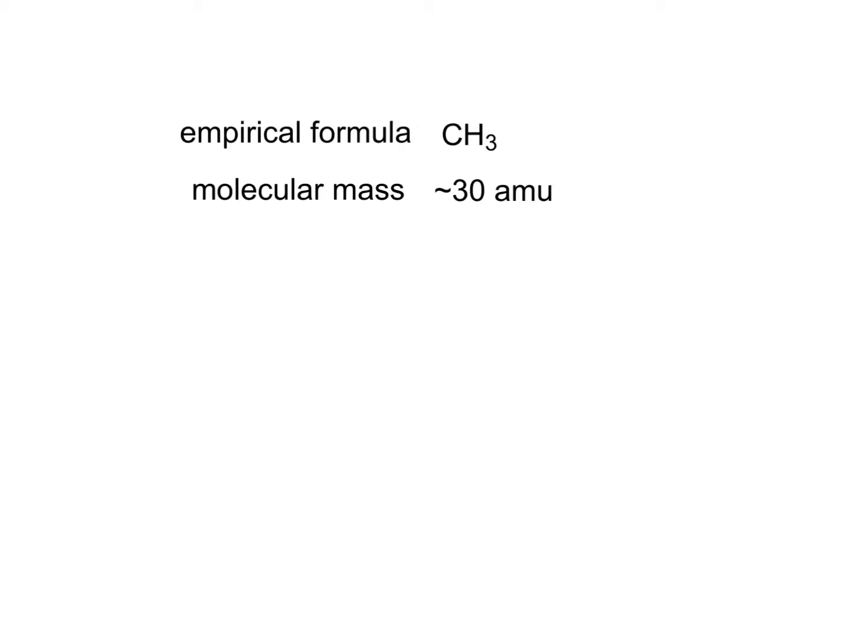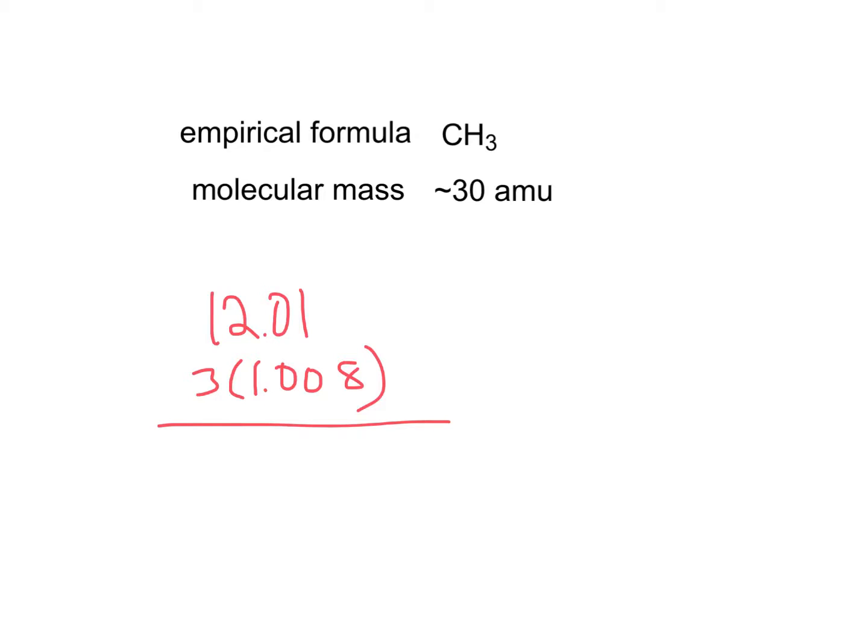So I'm going to look at the empirical formula that's given, and I see that I've got carbon, which has a mass of 12.01, and I have 3 hydrogens, so 3 times 1.008. And when I add those up, I end up with an empirical formula mass of about 15 AMU. I'm just rounding that because we're not too worried about exact values for this type of calculation. So we know that if we have just CH3, it would have a mass of 15 AMU.